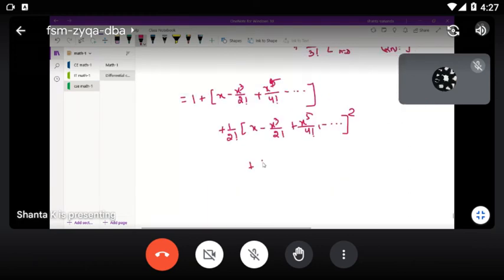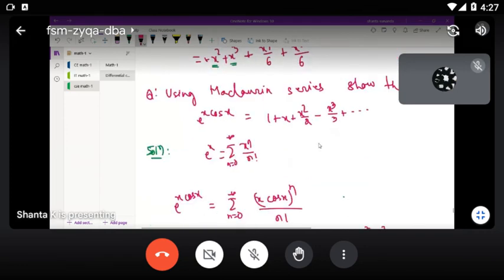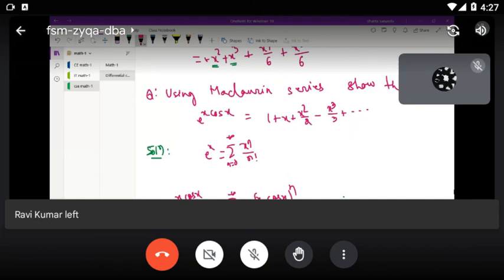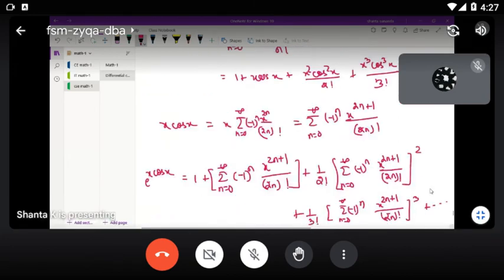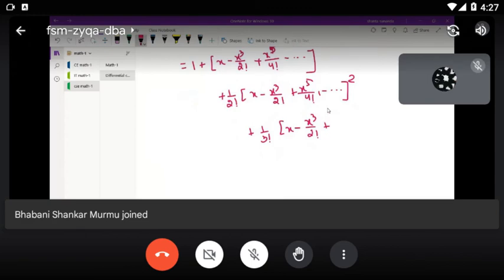Ma'am, but we have to solve it by using Maclaurin series, no? Same thing, we are using the Maclaurin series of the exponential. See what I have written, this is the Maclaurin series of exponential only, expanding at 0. And for cosine, this is the Maclaurin series of cosine only. You can also do it that way, that is another way, but finding the derivative will be a little tough. So that's why I have written this one.